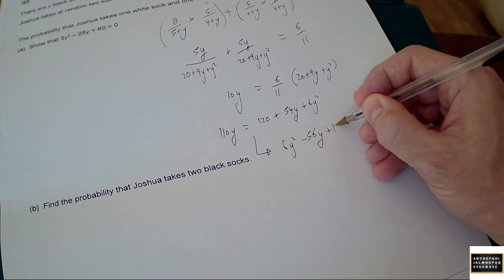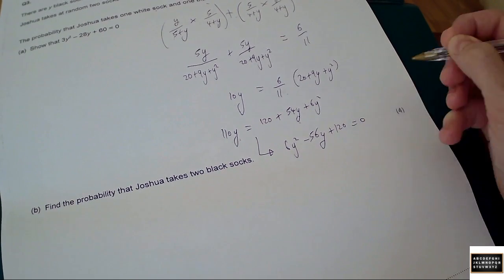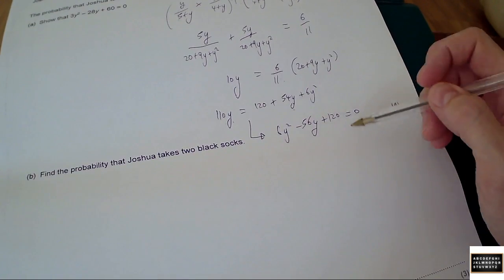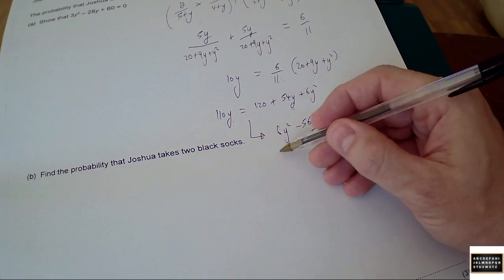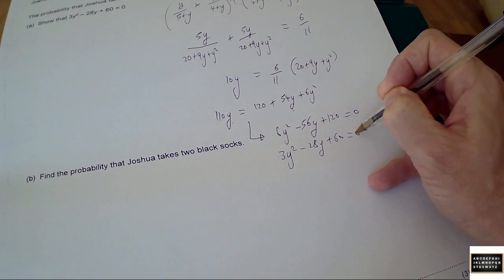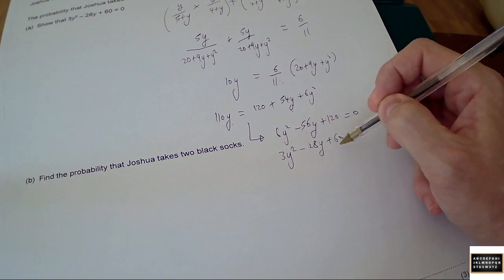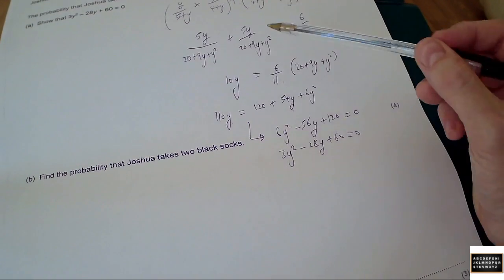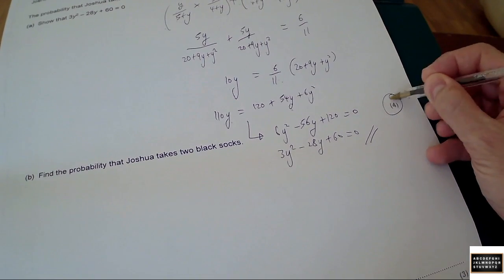And then 120 equals 0. So I've just rewritten it slightly, taken some things together, and now you just have to halve everything. So 3y squared minus 28y plus 60 equals 0, and you will see this is the form of the equation that the question was asking for. 4 marks.